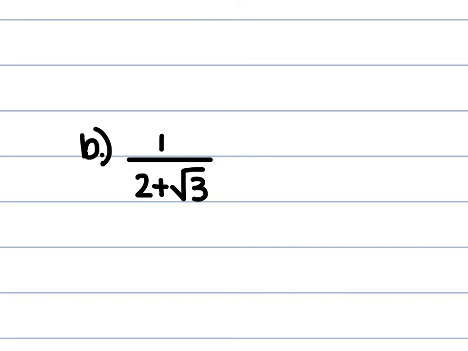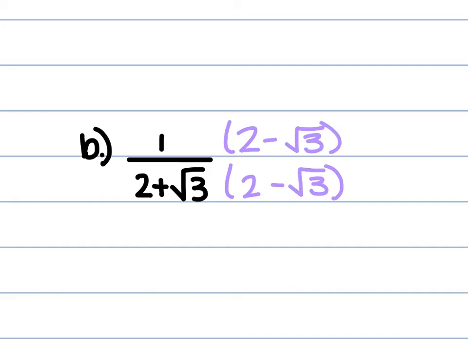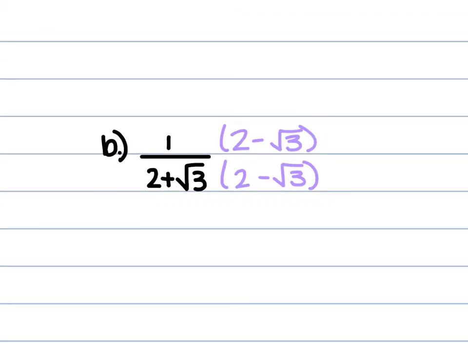For B, we have 1 over 2 plus the square root of 3. So the conjugate of the 2 plus square root of 3 is 2 minus the square root of 3. So we're going to multiply that by top and bottom. We're going to FOIL with the bottom, distribute with the top. 1 times 2 on the top is 2, and 1 times negative square root 3 is negative square root 3. This is all going to go over 2 times 2, which is 4.